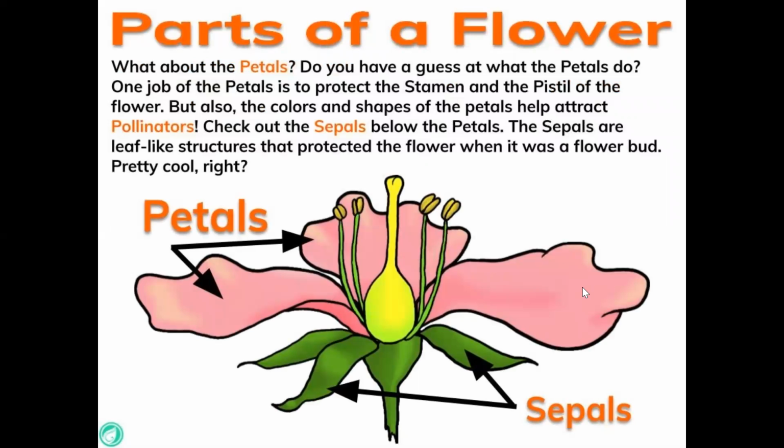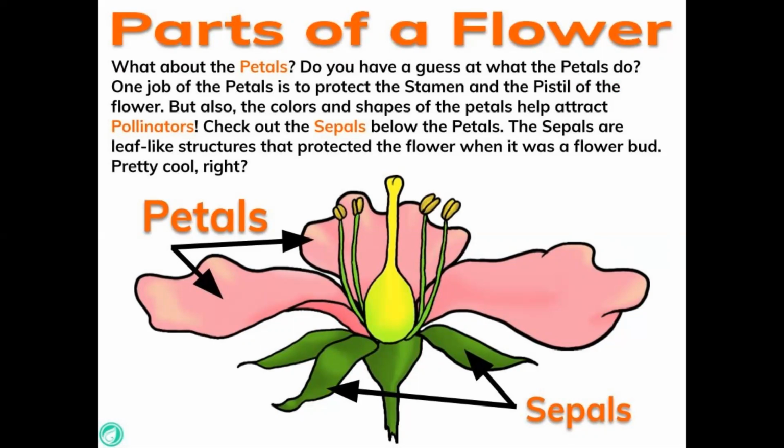Remember we talked about the parts of the flower yesterday. We talked about the male and the female part. Today we're going to talk about a few other parts. We have the petals. Do you have a guess at what the petals do? One job of the petals is to protect the stamen and the pistil of the flower. But also, the colors and shapes of the petals help attract pollinators.